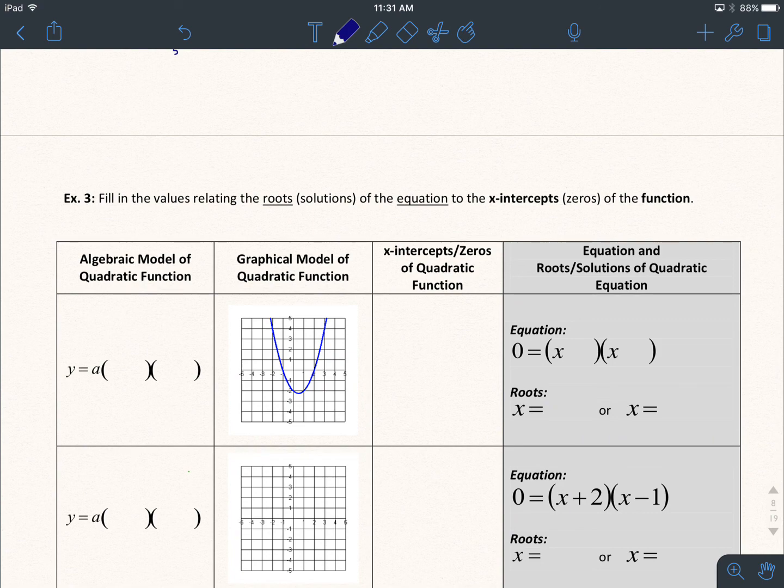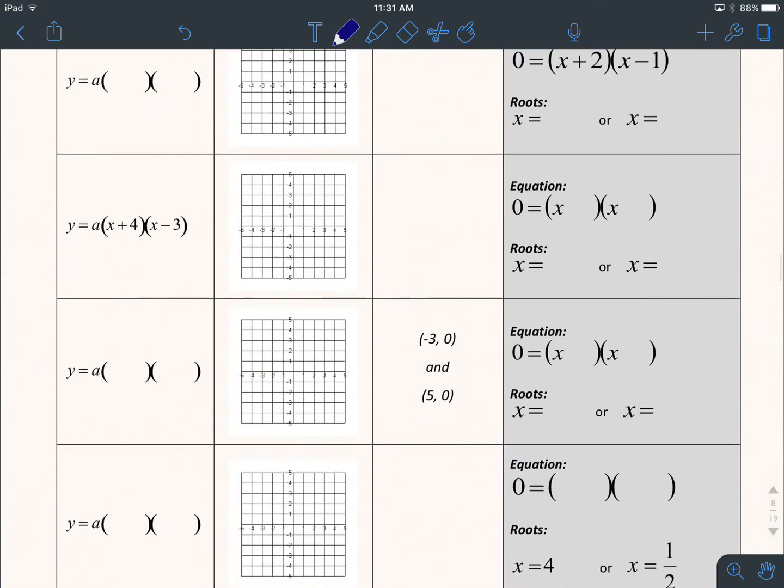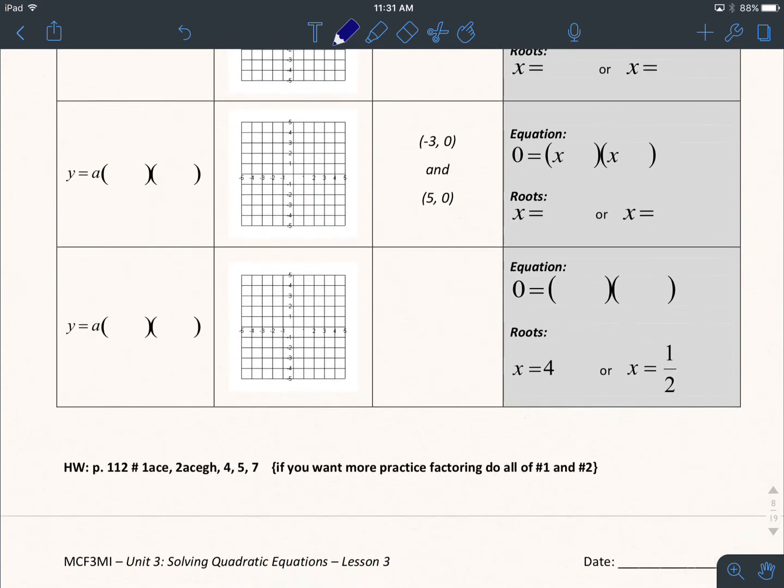So our homework is at the bottom. There it is. Feel free to dive through that. You can email me with any questions that you have, and good luck.